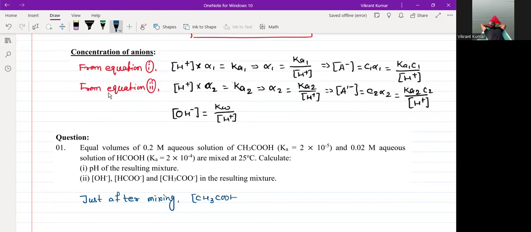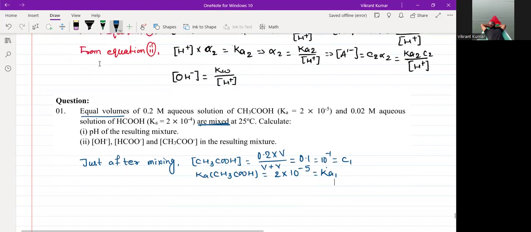CH3COOH, the concentration will be 0.2 into V upon V plus V, है ना? Equal volumes are mixed. Two solutions are mixed, and that's why we are saying that the concentration will change from 0.2 to 0.1 because volume is getting doubled. So this is 10 raised to minus 1. I'm calling it C1, and Ka of CH3COOH is given as 2 into 10 raised to minus 5. I'm calling it K1.